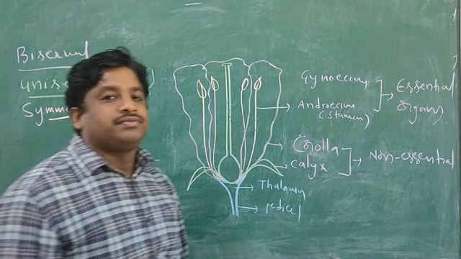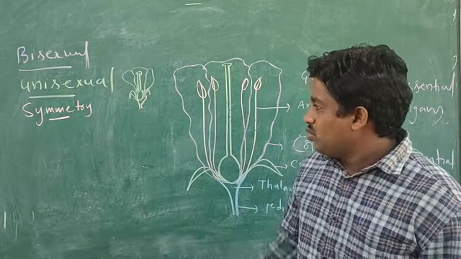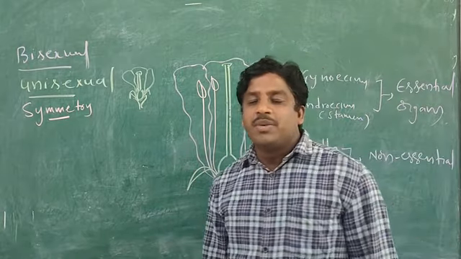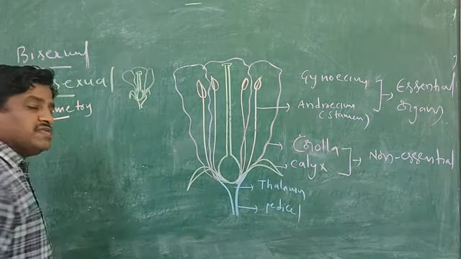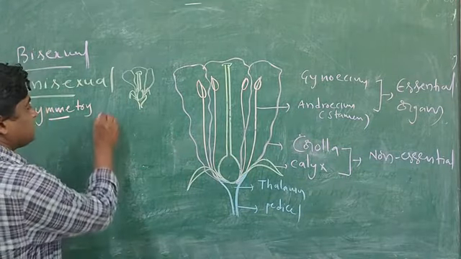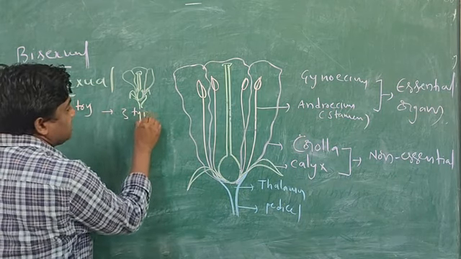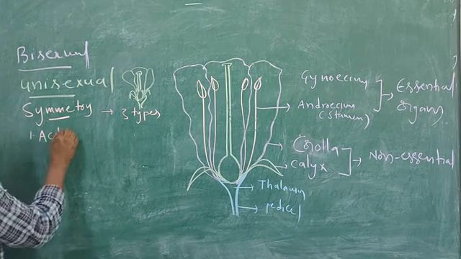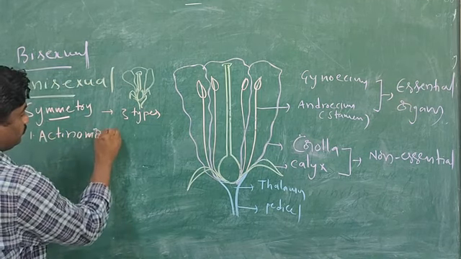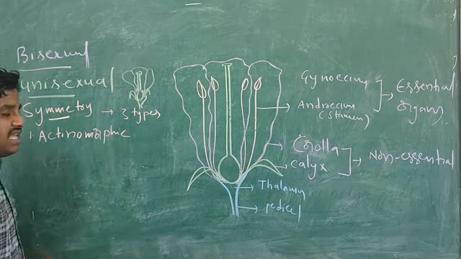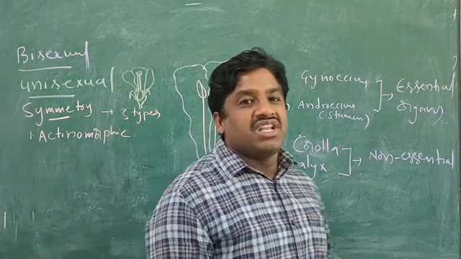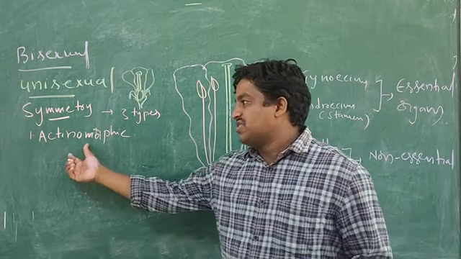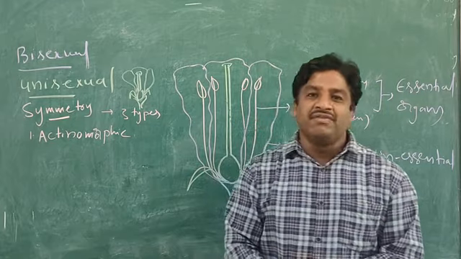Symmetry. Next in the flower, we are going to discuss symmetry of flowers. What is meant by it? How many types of symmetries are present? Actually, here the symmetry means 3 types are present. First one, actinomorphic. That means symmetrical flowers. Different types of symmetry. First of all, the first type is the actinomorphic flower.